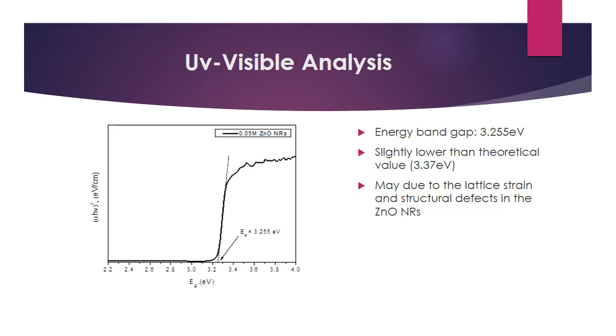Let's do the UV visible analysis. The graph on the left shows the Tauc plot of the sample. Based on the graph, the energy band gap for the sample is 3.255 electron volts. This value is slightly lower than the theoretical value of 3.37 electron volts. This difference may be due to the lattice strain and structural defects in the zinc oxide nanorods.